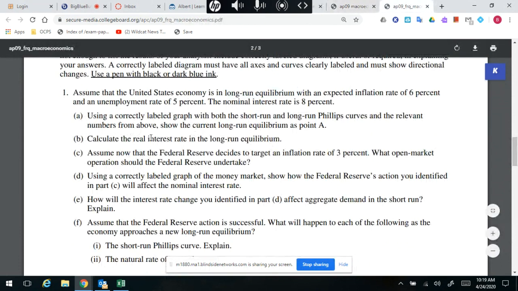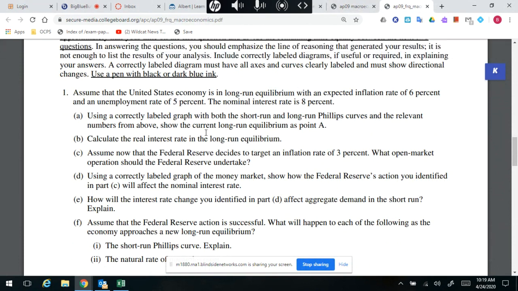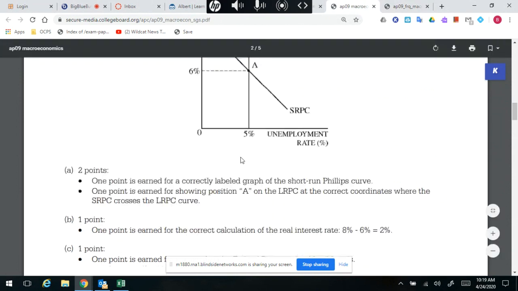Calculate the real interest rate in the long run. So, all right, we have nominal equals real plus anticipated inflation. So that means real equals nominal minus anticipated inflation. So if we have a nominal interest rate of 8% and inflation of 6%, we have 8 minus 6 getting us 2. It's not hard math as long as you know the formula. It's from the memory test there. You guys got that.